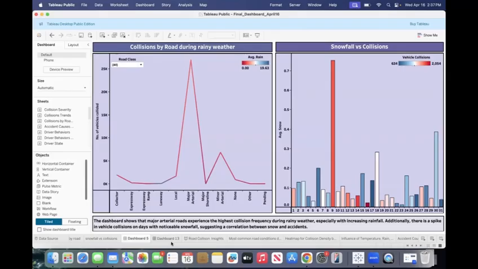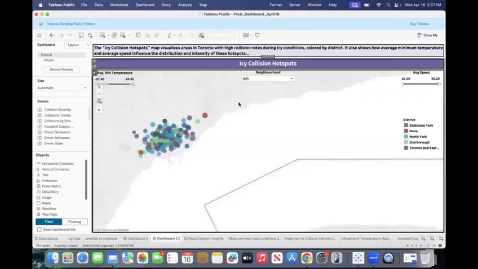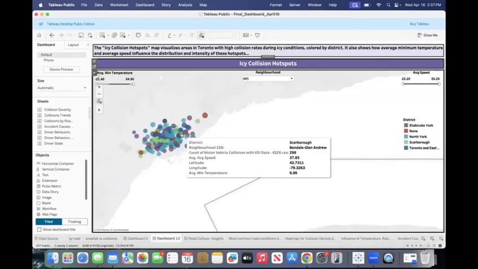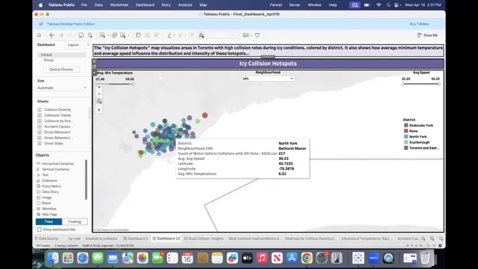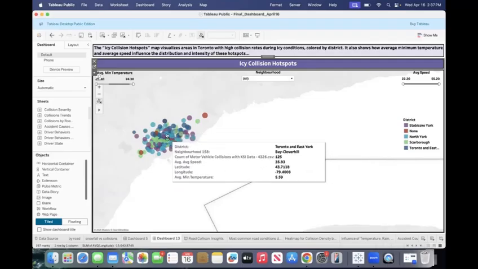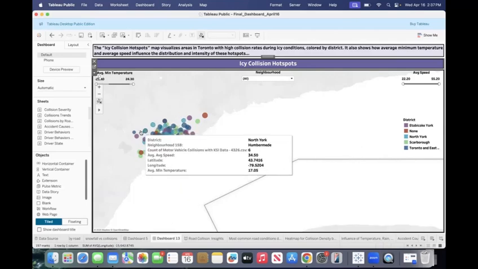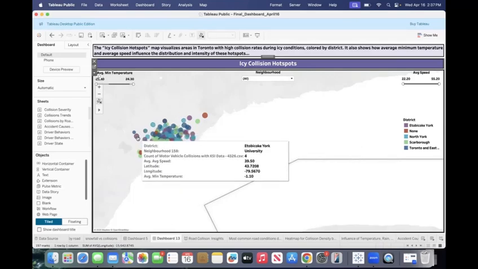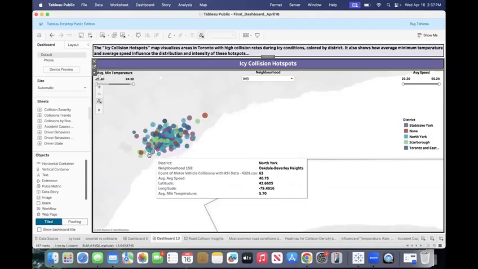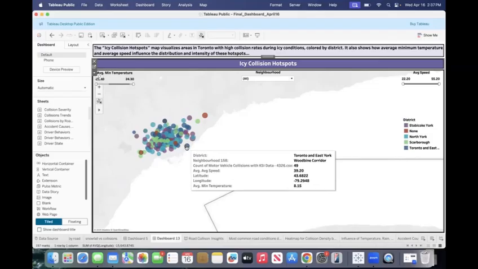Let's move to the third chart, which is the icy collision hotspots in Toronto. This is a scatter map built using Mapbox, showing the collision prone zones during the icy conditions in Toronto. Each dot here represents a collision location, color coded with the different districts, such as Etobicoke in purple, North York in blue, green indicating Scarborough, and blue indicating Toronto and the neighboring areas.